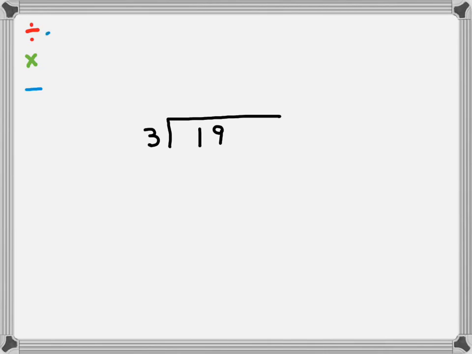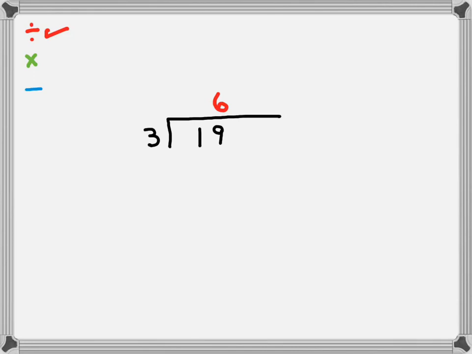Our divide step involves doing exactly what we've done up until now. Saying to ourselves 3 times what can get very close to 19. We've just said now 3 times 6. So we're going to write our 6 here. 3 times 6 is the closest we can get to 19. So we've done our divide step. Now we're going to do our times step to see what our remainder is going to work out to be.